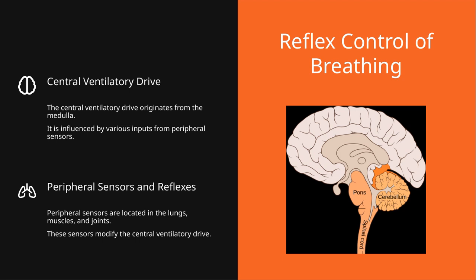These sensors constantly monitor things like oxygen and carbon dioxide levels, as well as other physiological parameters. Specifically, peripheral sensors are found in the lungs, muscles, and joints. They play a crucial role by detecting changes in the environment and sending signals back to the central control centers. These signals help modify the central ventilatory drive, ensuring our breathing adjusts appropriately to different activities or conditions.